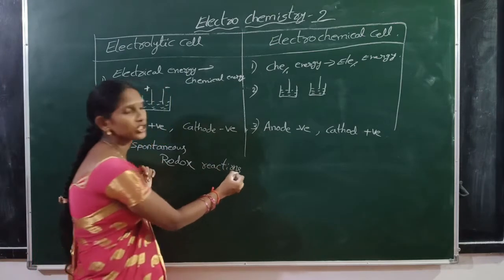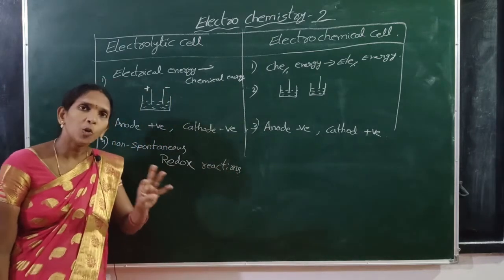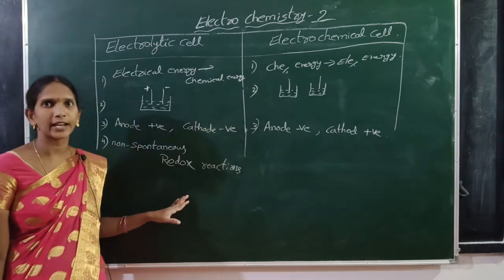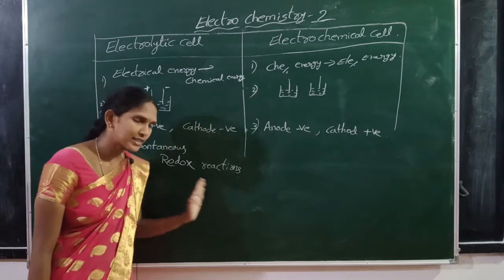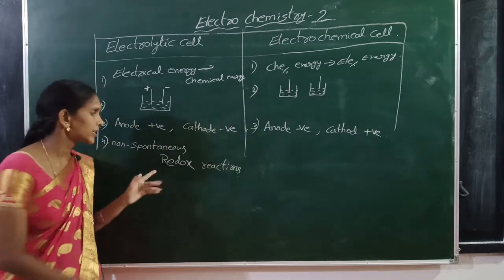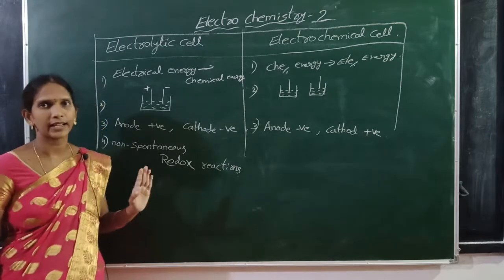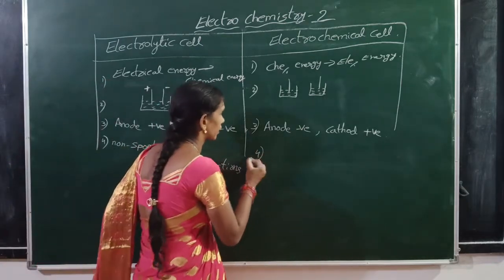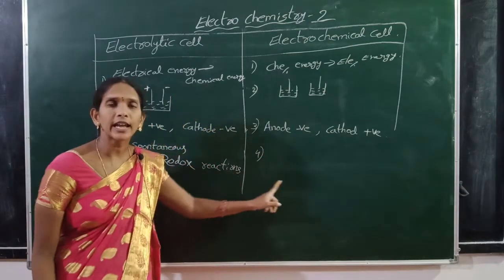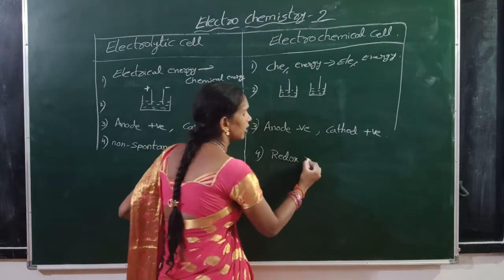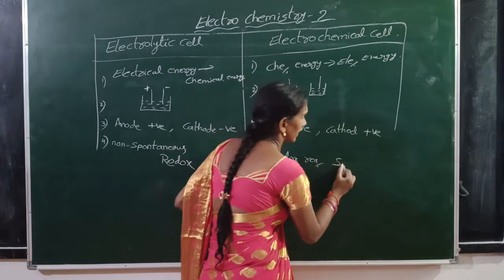what are redox reactions? Redox reactions means both oxidation and reduction take place in the reaction. In the electrochemical cell, redox reactions are spontaneous.